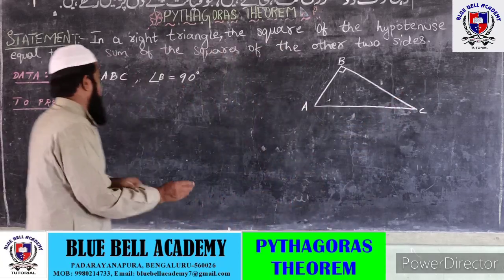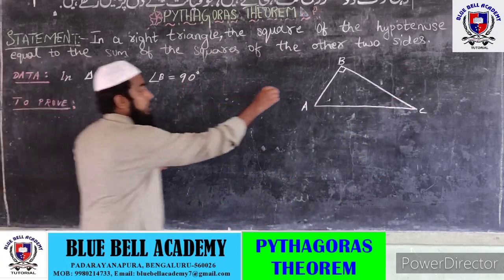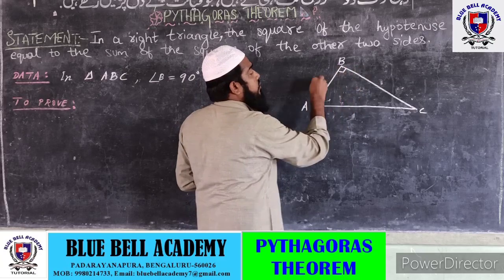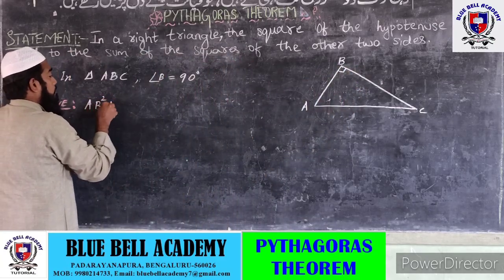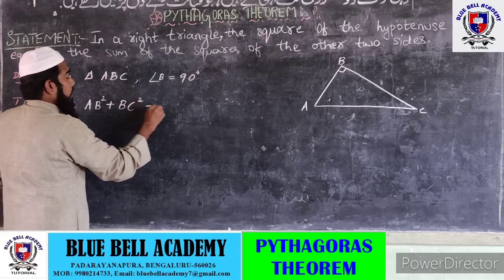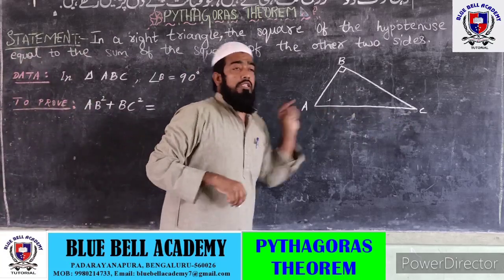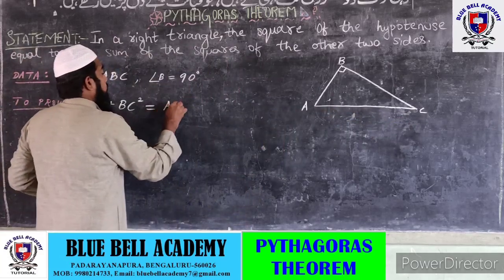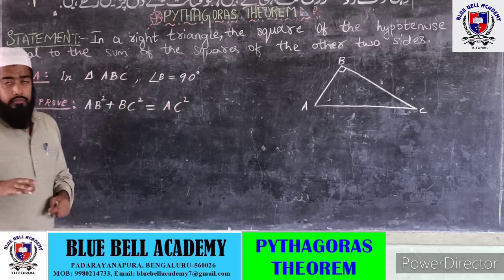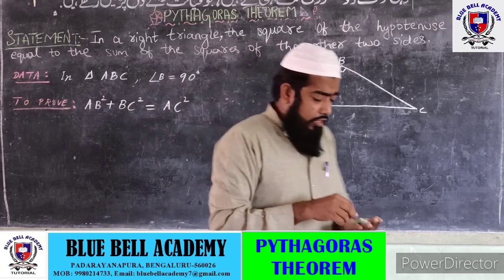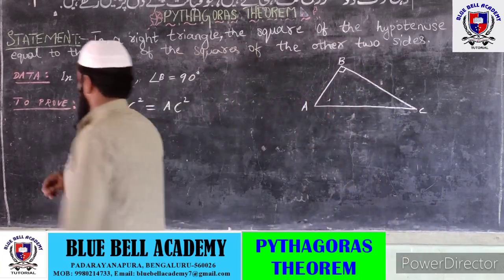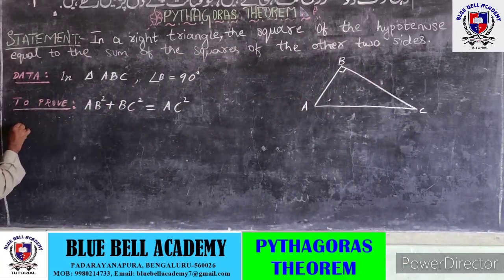I'm just going to write it. We have to prove that the sum of the squares of these two sides, that means AB square plus BC square, is equal to AC square. So this one we want to prove as per the condition mentioned above. But to prove this, we have to do a small construction. So we have to go for the construction part now.